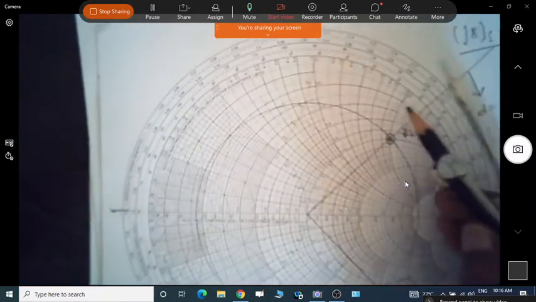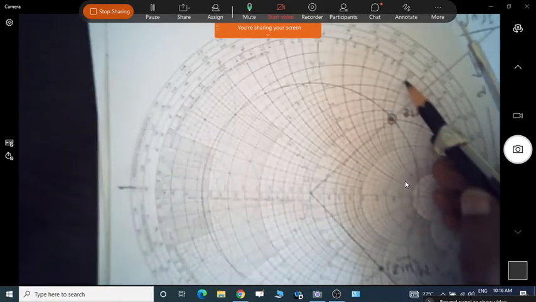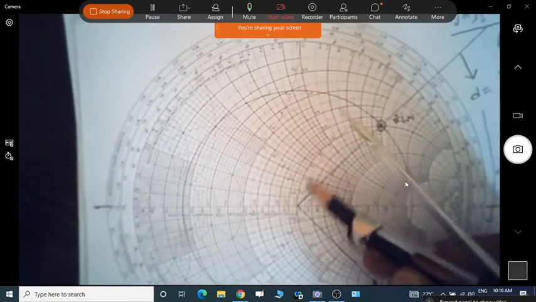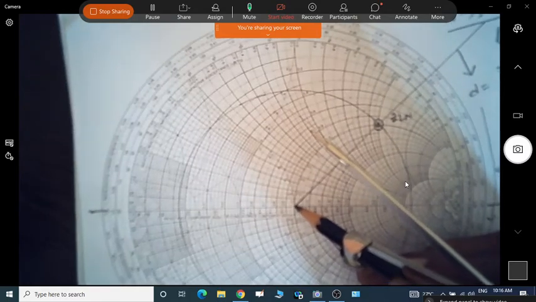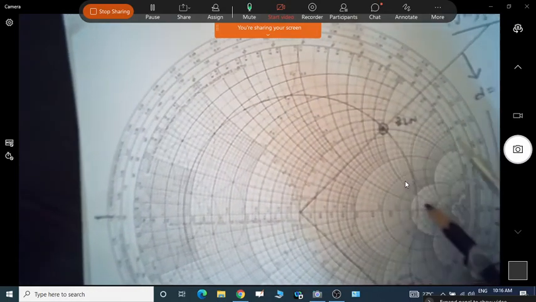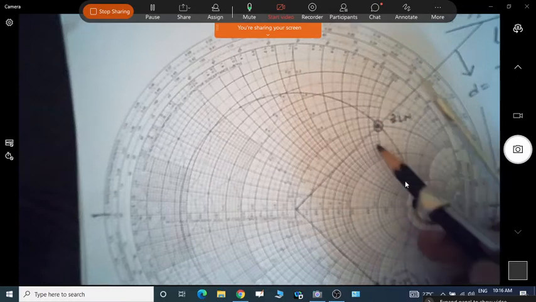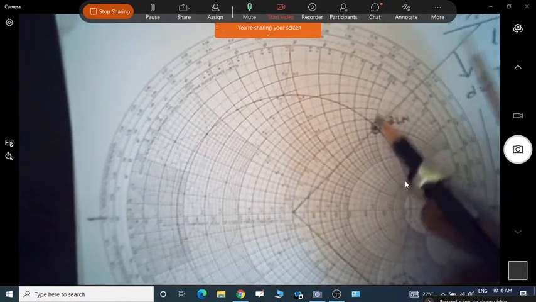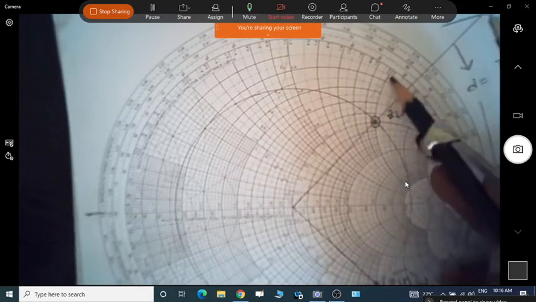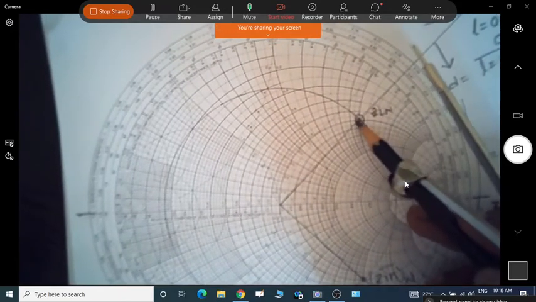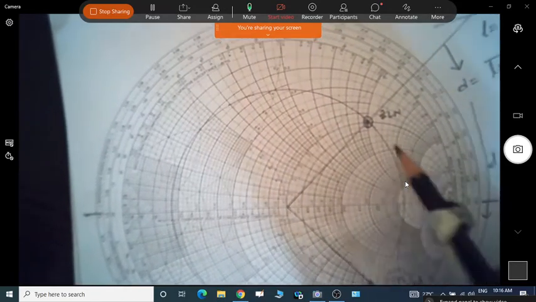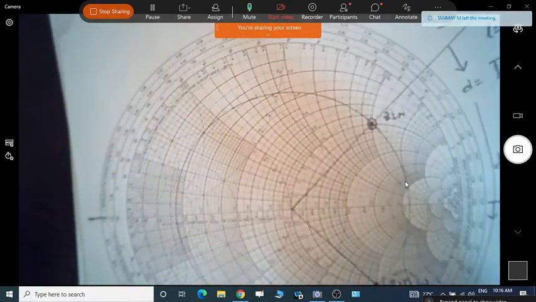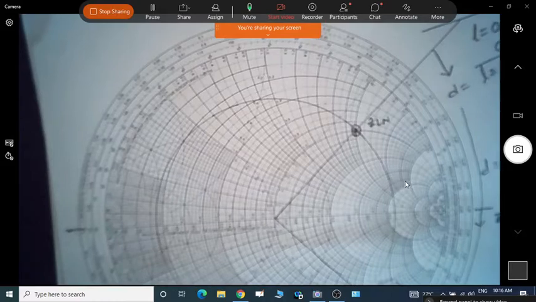If you have the chart, you can just look at it. This is the resistance part where we have the value 1. And this is the reactance circle where we have 2. The intersection of this, 1 plus j2, is the normalized value. Now taking this radius, you have to draw the VSWR circle.